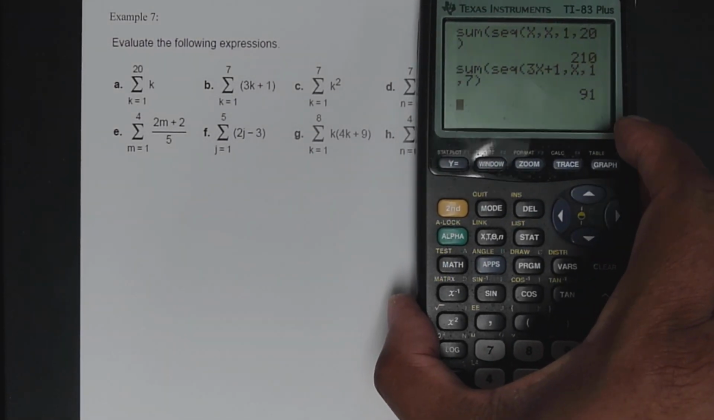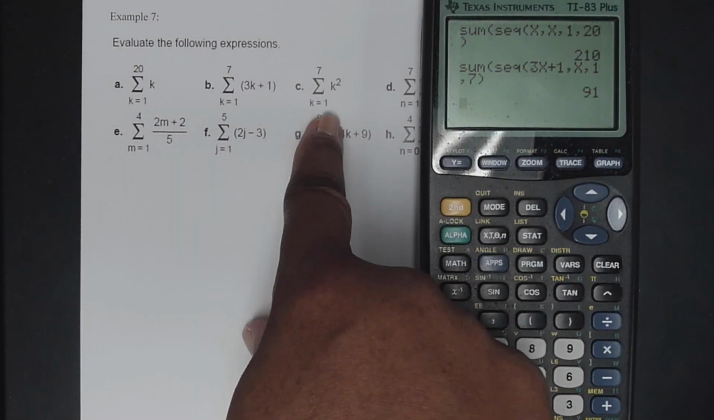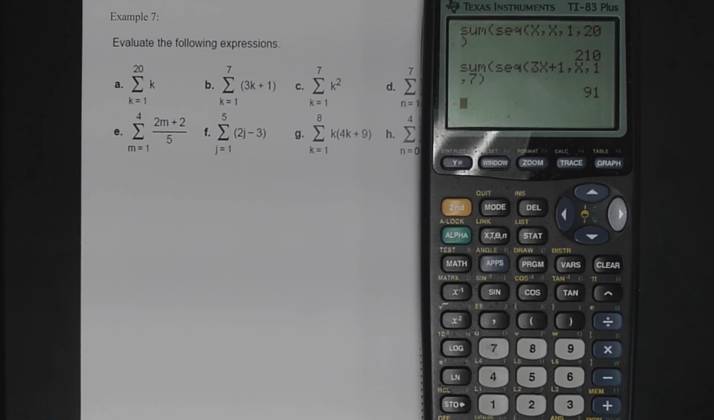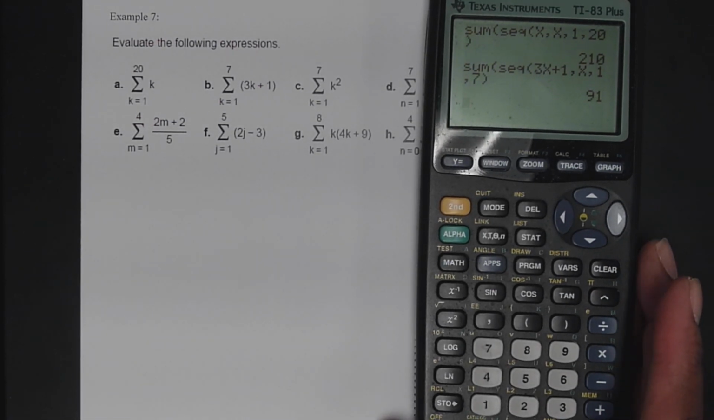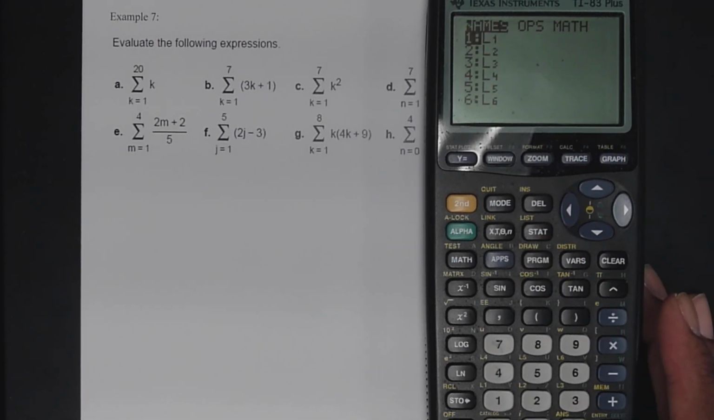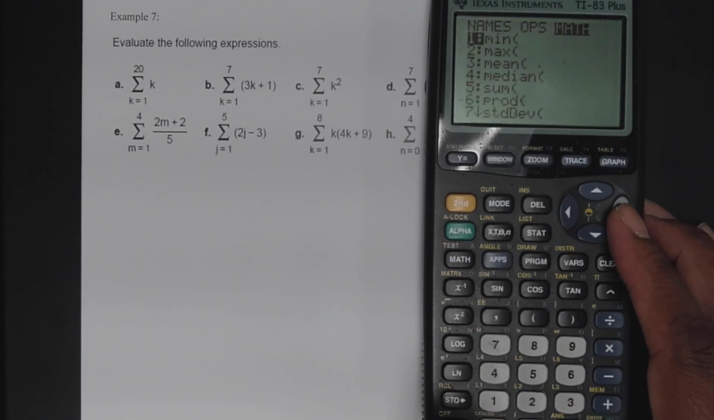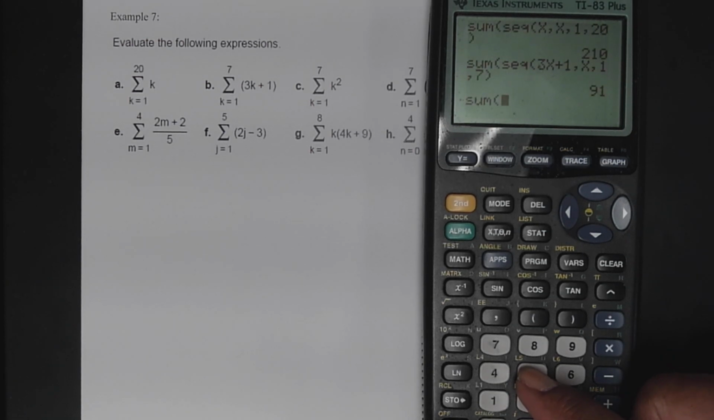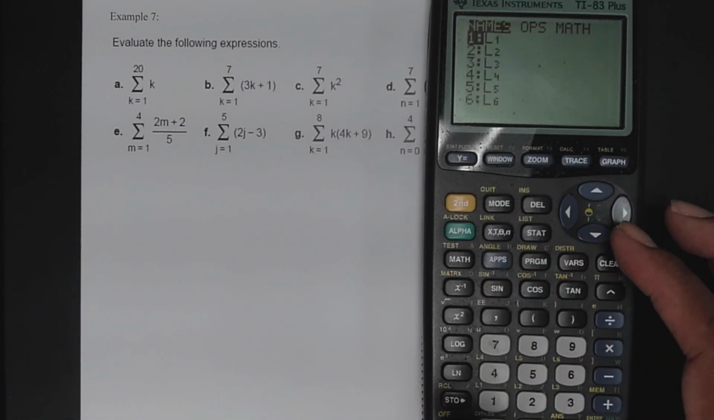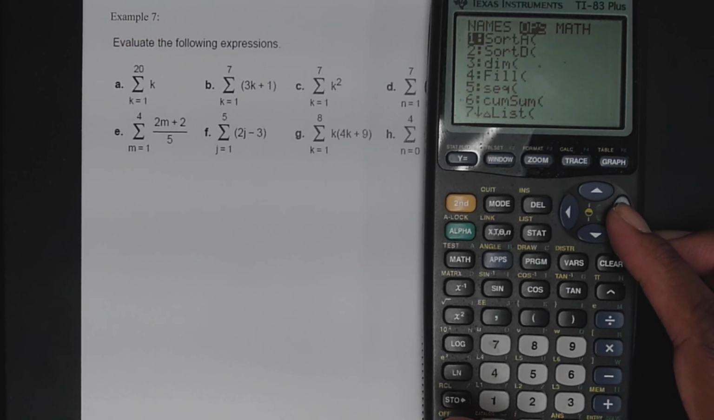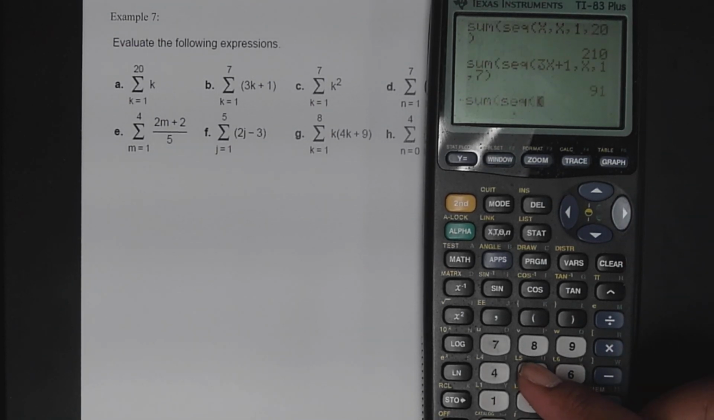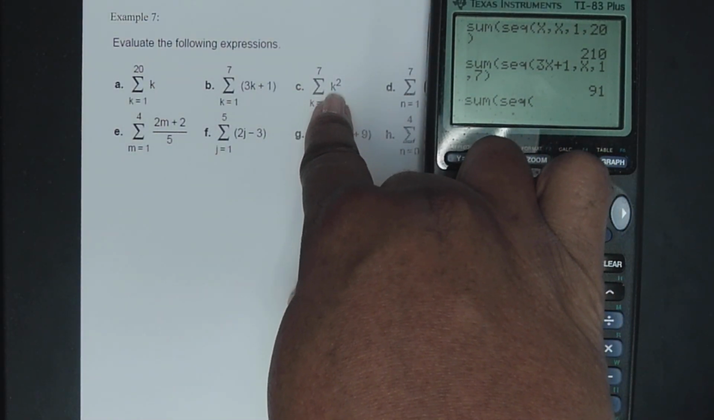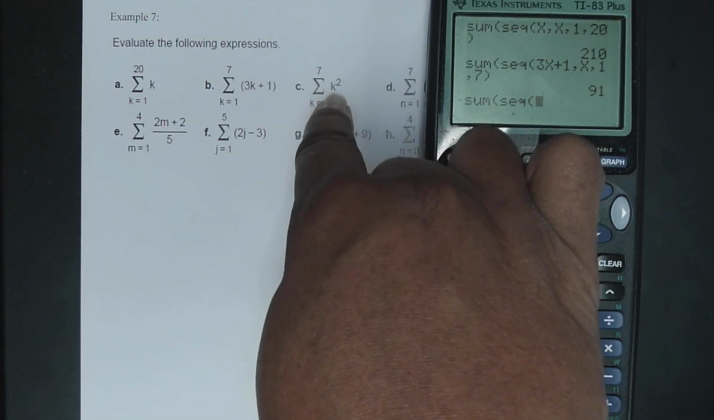All right, part C. Here we got the summation for k equaling from 1 to 7 of k squared. In this case here, we start with the sum by doing second stat, right arrow to math, and select number 5 for sum. And then for the sequence, second stat again, right arrow over to ops, and select number 5 for your sequence, which is SEQ. And then our expression in this case is going to be k squared, but we're going to use x squared.